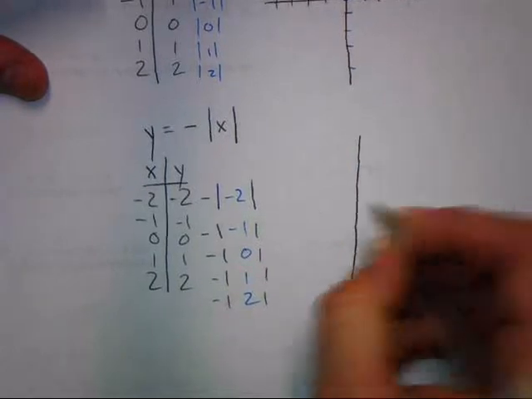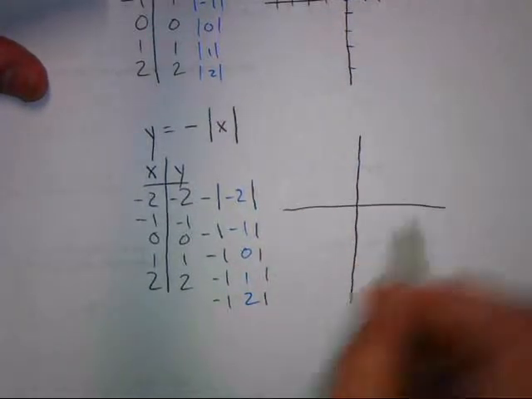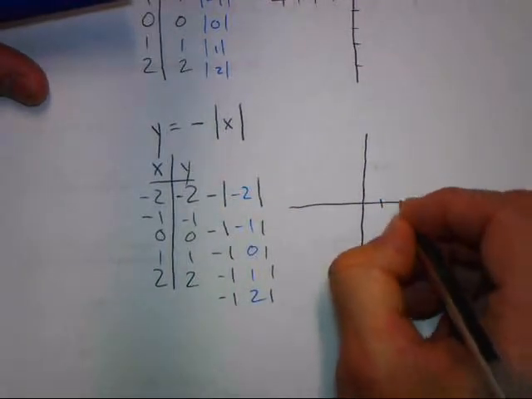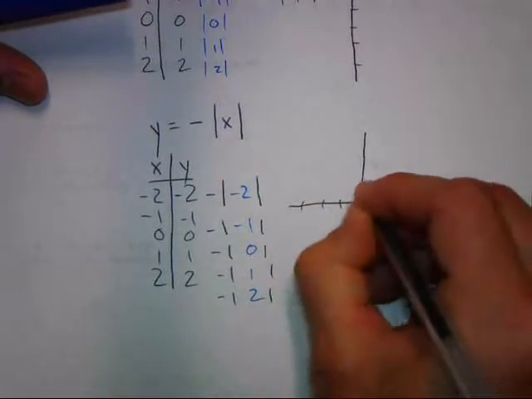So now we're going to graph our ordered pairs and see what we may get. What will this graph end up looking like?